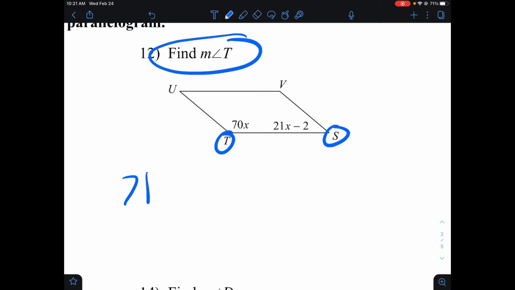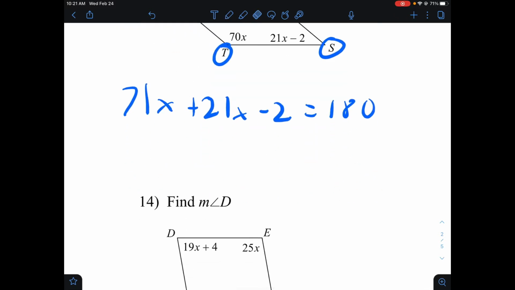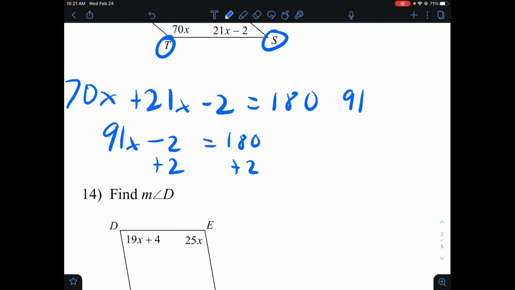70x plus 21x minus 2 equals 180. Sorry, I really can't write today. So we would add these together. 70 plus 21 is going to give us 91x minus 2 equals 180. Add 2, and we get 91x equals 182. 182 divided by 91 is going to give us 2.